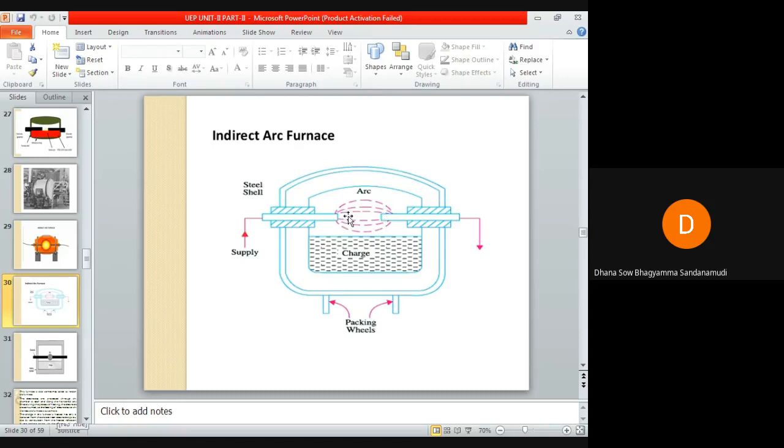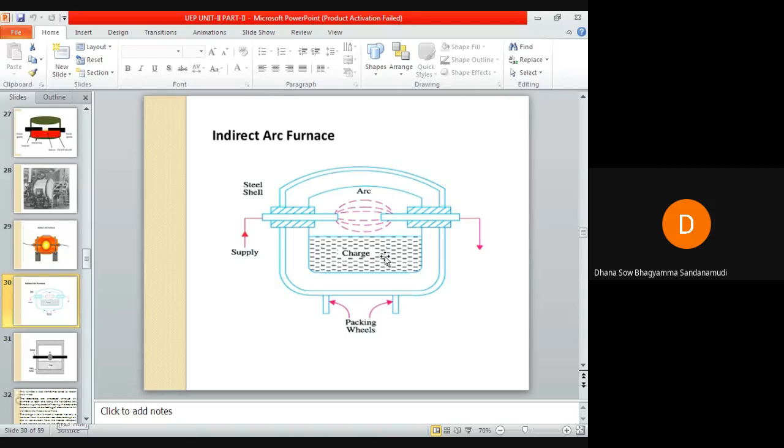The heat produced by this arc will be radiated towards the charge, purely due to convection and radiation. Usually these furnaces are of single phase type, so only two electrodes will be there. Since the supply given to this indirect arc furnace is single phase, their size will be small, and only a single phase load can be taken by these furnaces.